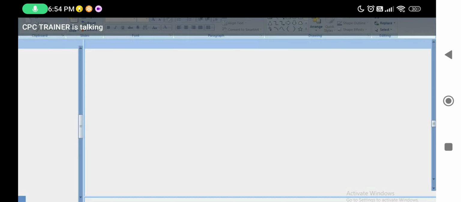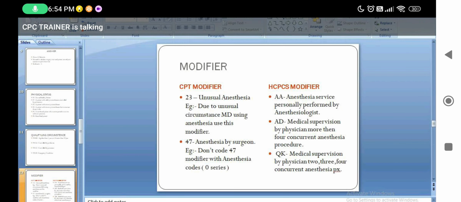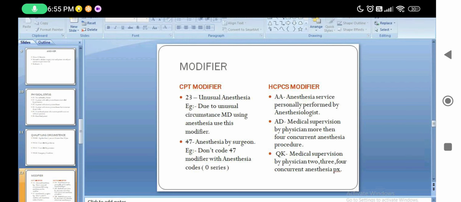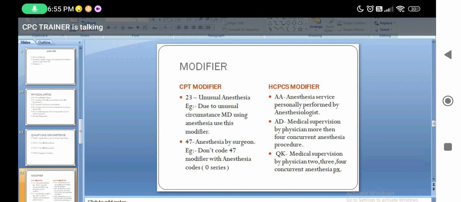Very simple, guys. Once again I repeat, AD and QK. What is the difference? With the use of anesthesia, if the provider performs more than 4 continuous procedures, you use the code AD, and if they perform 4 or fewer procedures, you have to use the QK modifier. That's all the difference. Guys, clear? Okay.